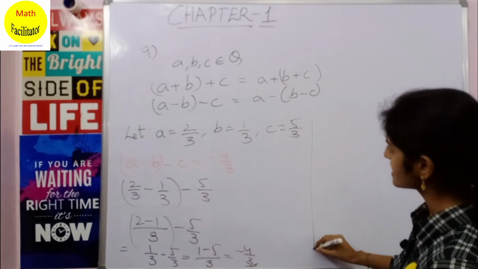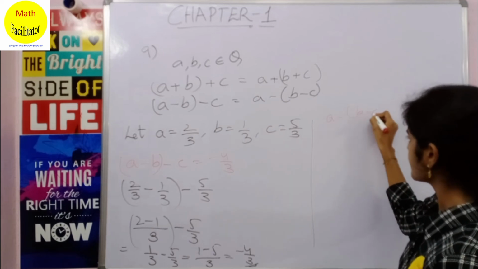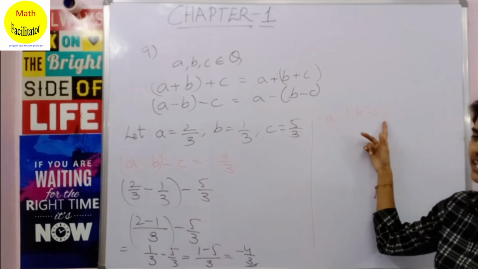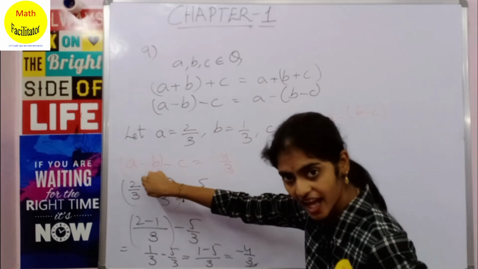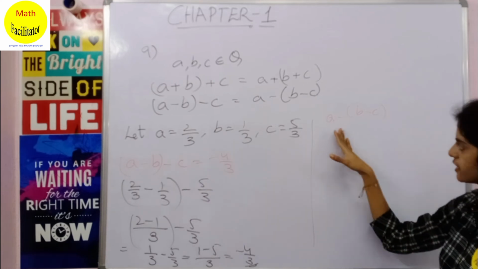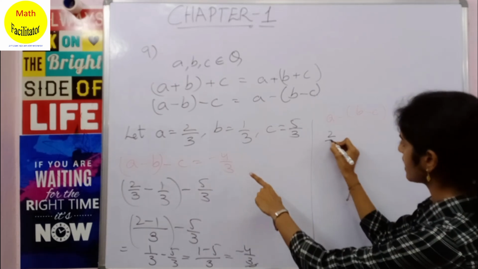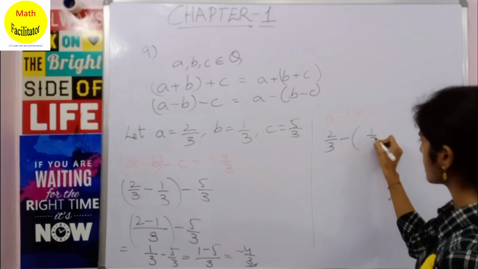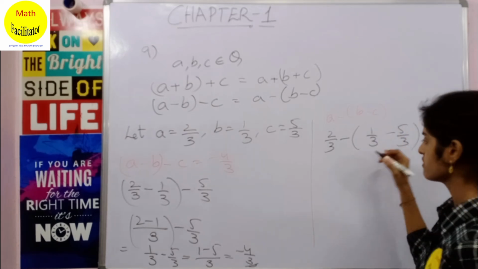Okay, so let us take the RHS. RHS is what? a − (b − c). So the order of subtraction you are changing. Clear? Firstly here you are subtracting a and b, and then the answer you are subtracting with c. But here you will subtract b and c first. Now a is 2/3 minus, b is 1/3 and c is minus 5/3. Now solving the brackets first.